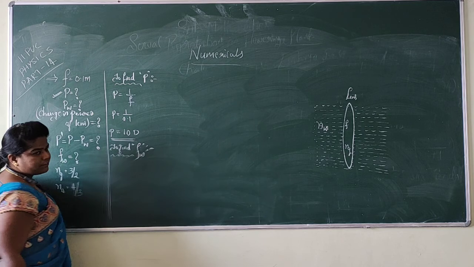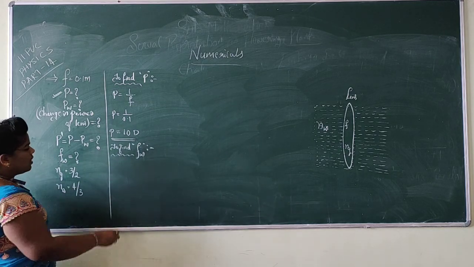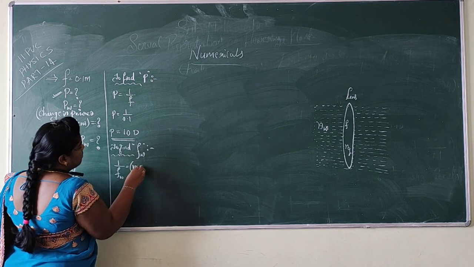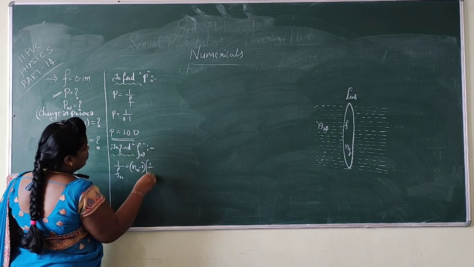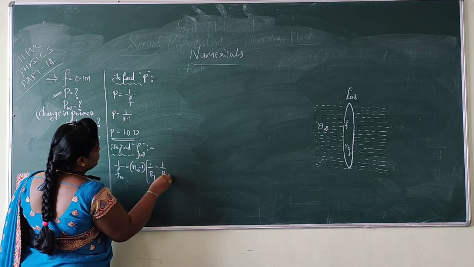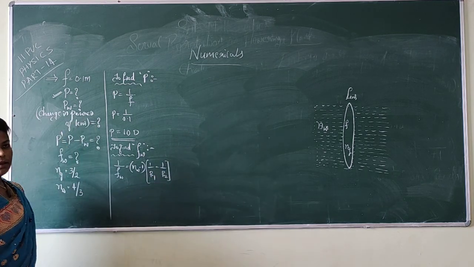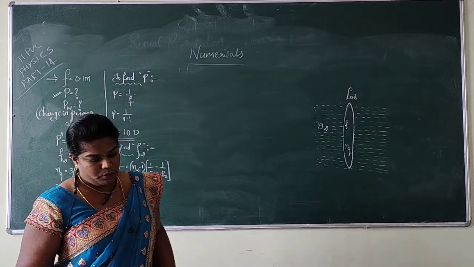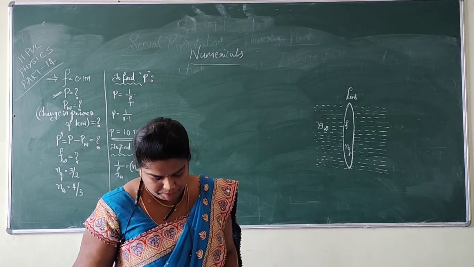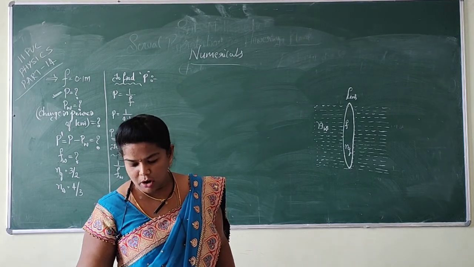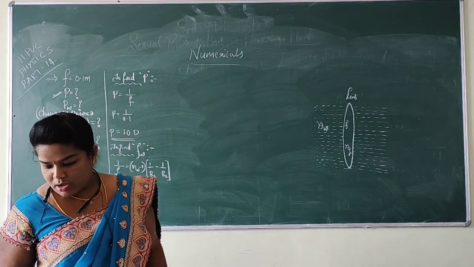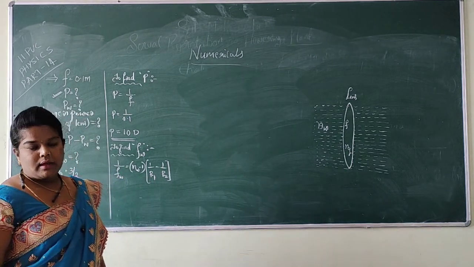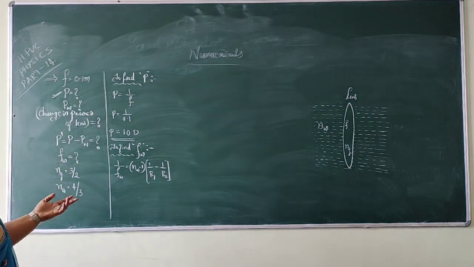Yes, let us calculate FW. We have the formula 1 by F is equal to N minus 1 into 1 by R1 minus 1 by R2. Right, my dear students? Then there comes a question for you. What is the radius of curvature, ma'am? So again you will get a doubt here. What is the radius of curvature? The radius of curvature is not given. So we cannot calculate this directly.